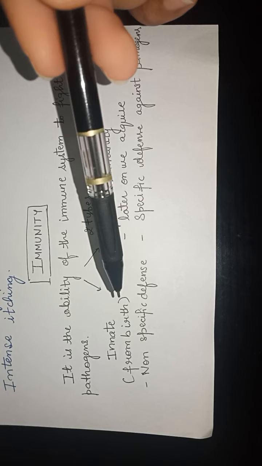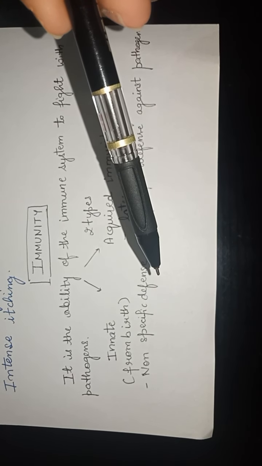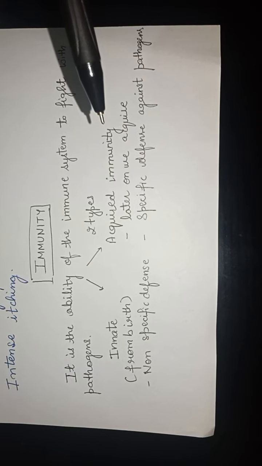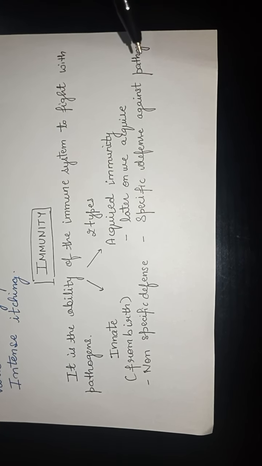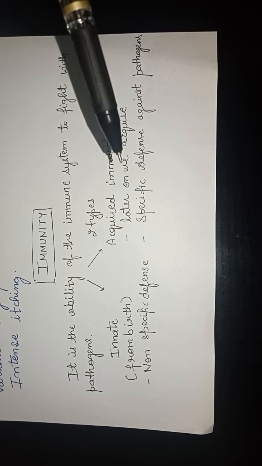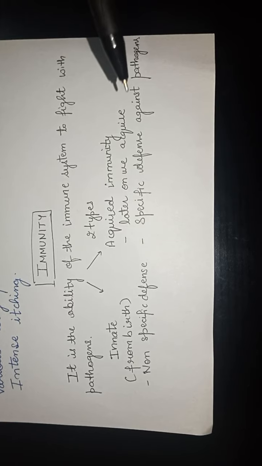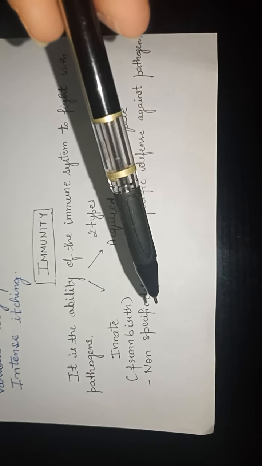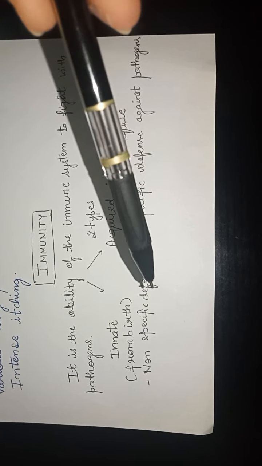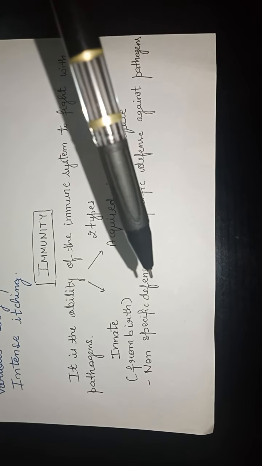Now, innate immunity is not specific against the pathogen. Acquired immunity shows a specific defense against the pathogen, meaning it produces specific antibodies against the specific pathogen. And innate immunity will not produce the antibodies. Specific defense is not there against a specific pathogen.